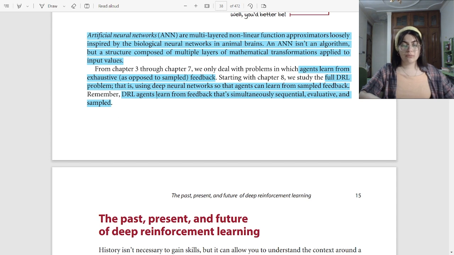Okay, so just remember that DRL agents learn from feedback that is simultaneously sequential, evaluative, and sampled.